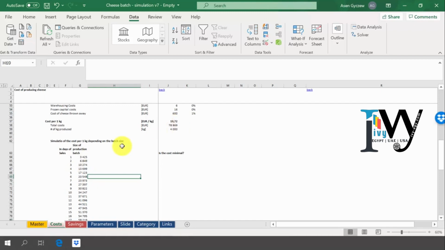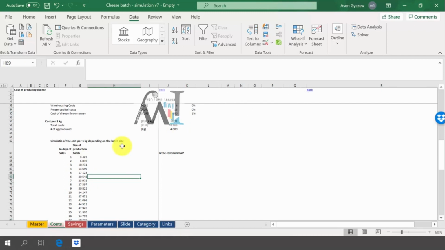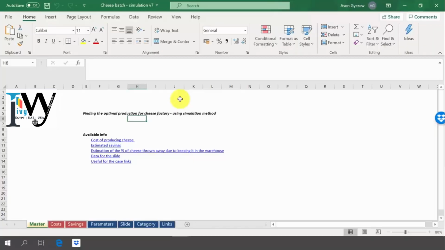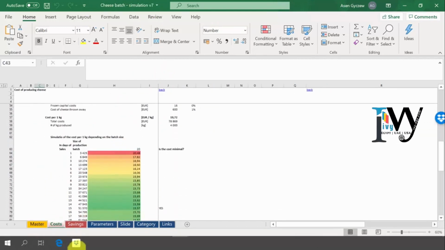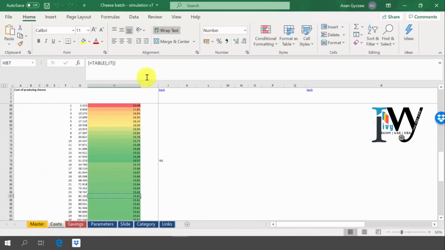And once you are done with that, move to the next lecture where I will show you the solution to this case study. I hope you managed to do the case study on your own, but just in case, let's go through the solution together. So please open the file attached to the lecture, which is called the cheese batch simulation. And here in the sheet cost below, we have already done the simulation. And as you can see, the cost is going down from almost 21 for producing on the level of 1 day of sales to 15.57 if we produce for 15 days of sales.